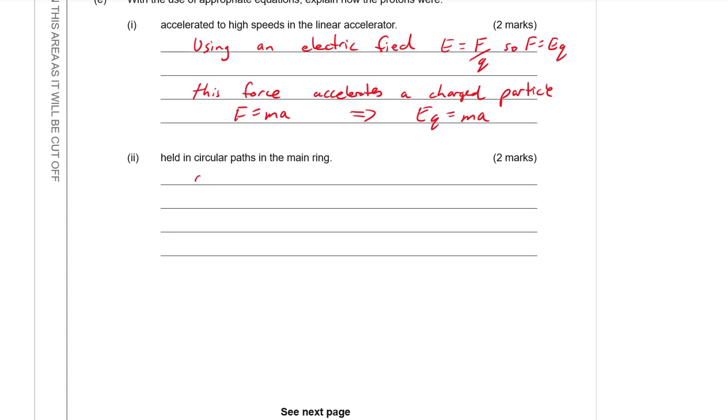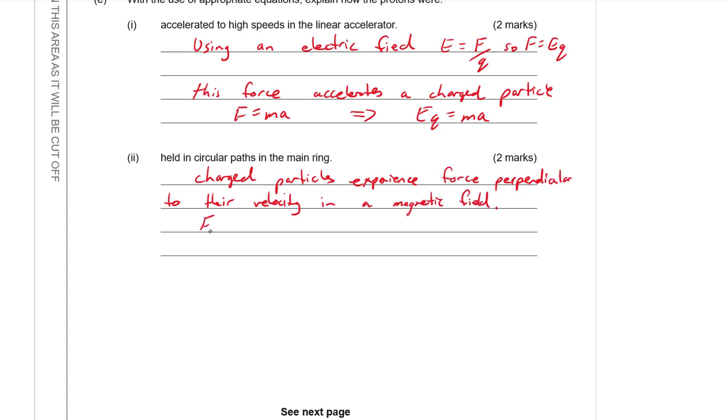So again, we're talking about charged particles in a magnetic field this time. Charged particles experience a force perpendicular to their motion, to the velocity, in a magnetic field. So I can then relate these two equations together. The magnetic force will be QVB, and the centripetal force, which is holding the circle, is going to be equal to mv squared on r. So I can say, therefore, QVB is equal to mv squared on r. Or I can go straight to r equals mv on BQ.